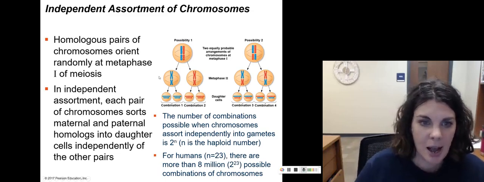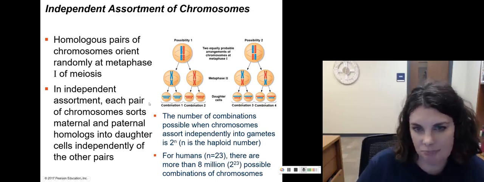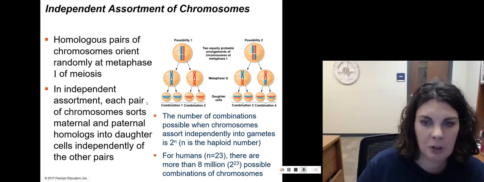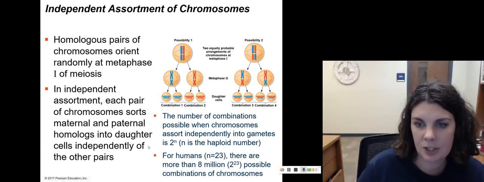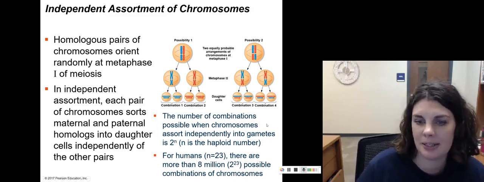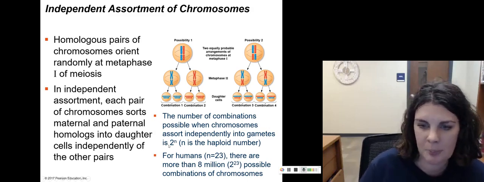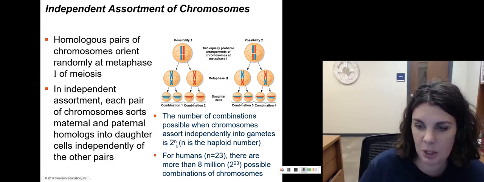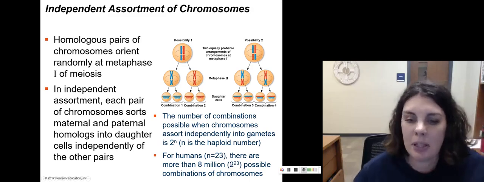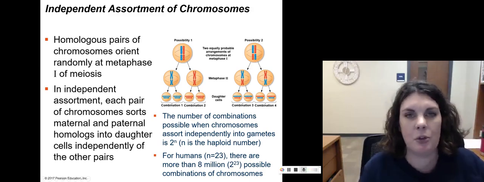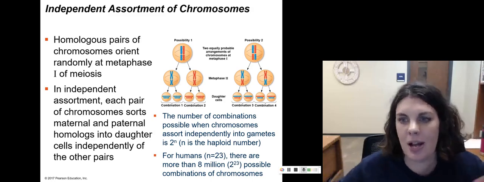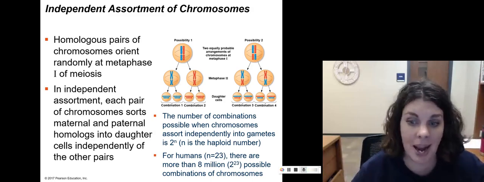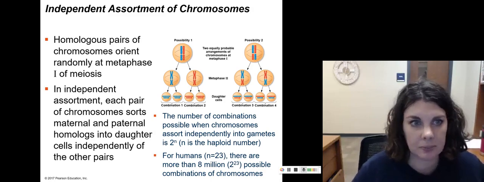Okay, so independent assortment of chromosomes. I kind of just summarized that, but let's read this anyway. Each pair of chromosomes sorts maternal and paternal homologs into daughter cells independently of other pairs. The number of combinations possible when chromosomes assort independently is 2 to the n, where n is the haploid number. So because we have 23 chromosomes, 2 to the 23 means there's 8 million combinations of chromosomes. So if that was all that happened, you could make 8 million different genetically distinct eggs, or 8 million genetically distinct sperm.